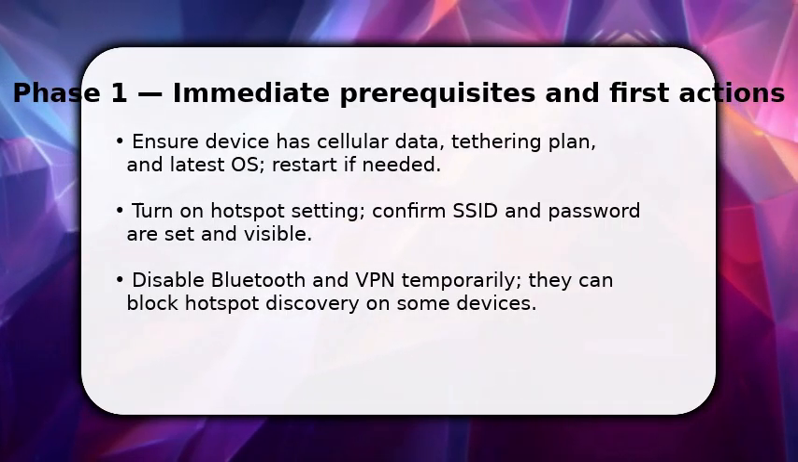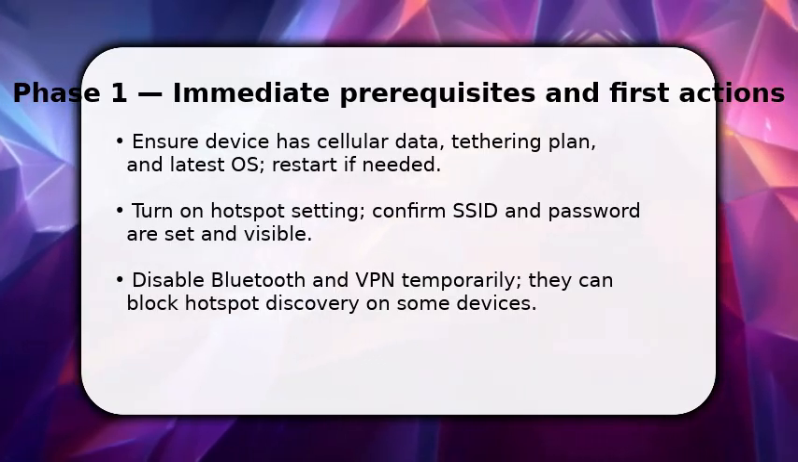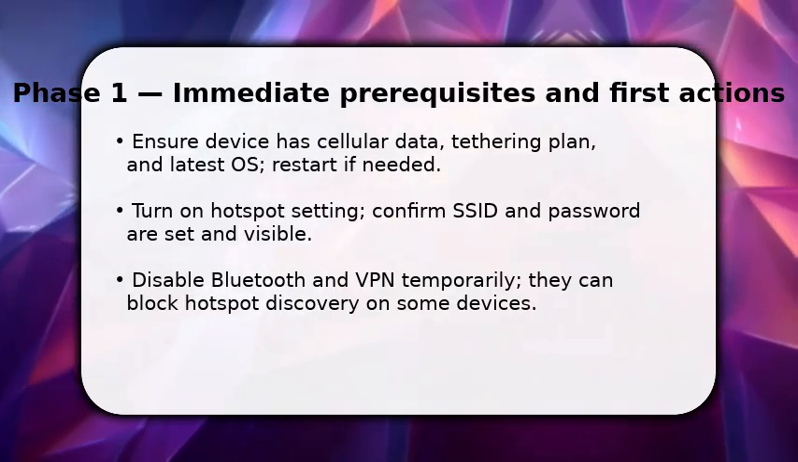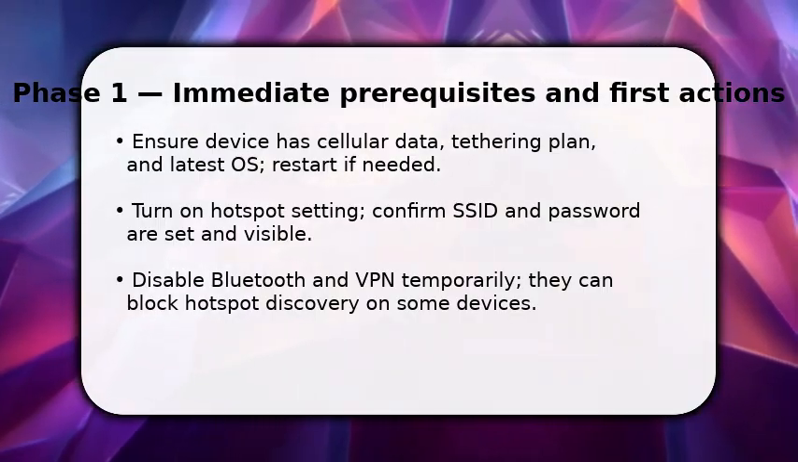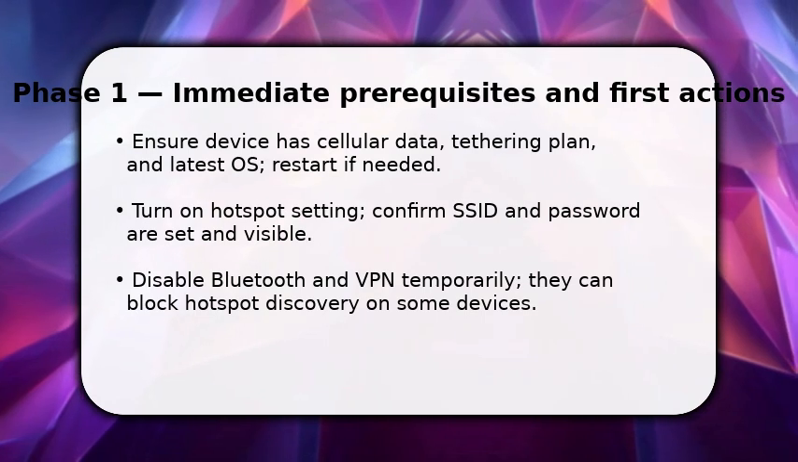Also, disable Bluetooth and any VPNs now. Those can interfere with device discovery. Do this immediately so the system broadcasts a clean, discoverable network. This primes the phone for the deeper fixes next.